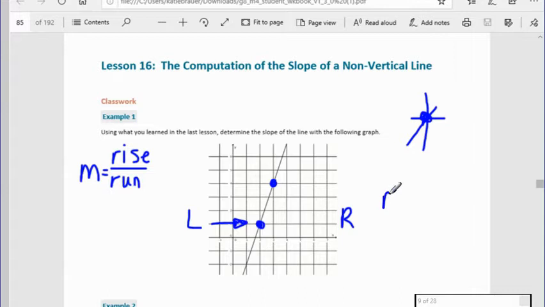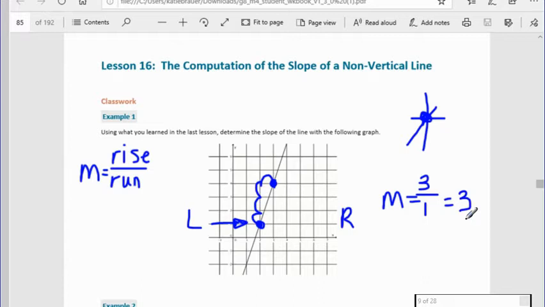So when I'm trying to find the slope, I have to go up 1, 2, 3. So the top number of my slope is a positive 3 because I went up. Then I still have to go over to the right 1, so the bottom number is a 1. What is 3 divided by 1? 3. So the slope is 3.